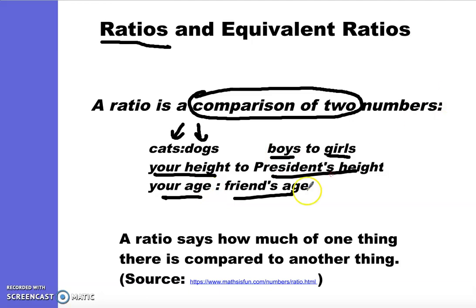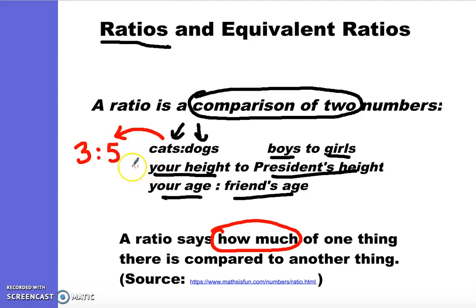A ratio also says how much of one thing there is compared to another thing. So when we talk about how much, we can talk about how many cats there are or how many dogs there are. For example, we can say there are 3 cats to 5 dogs. Or we can write 3 cats to 5 dogs in other forms, and it can even look like a fraction. So there are 3 ways to write a ratio.